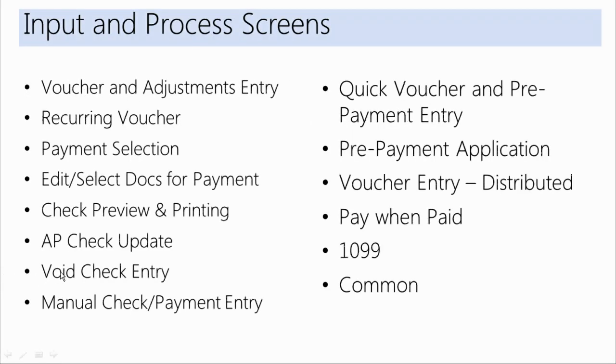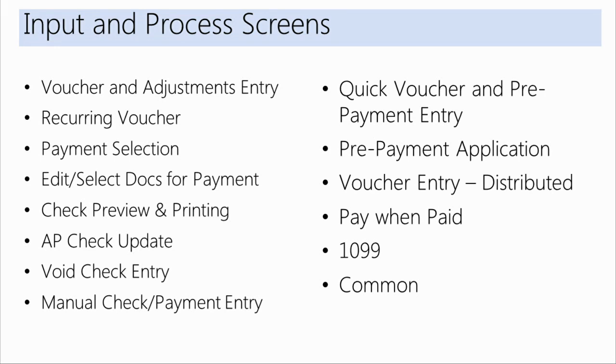So we talked about, okay, I've set up accounts payable. I've now set up some vendors that I can start working with. Well, what is the process of actually entering something in that I actually have to pay? So we're going to go through, wow, a long list of screens. We're going to talk vouchers and adjustments. We'll talk about some of the recurring items, which we talked about in general ledger as well.